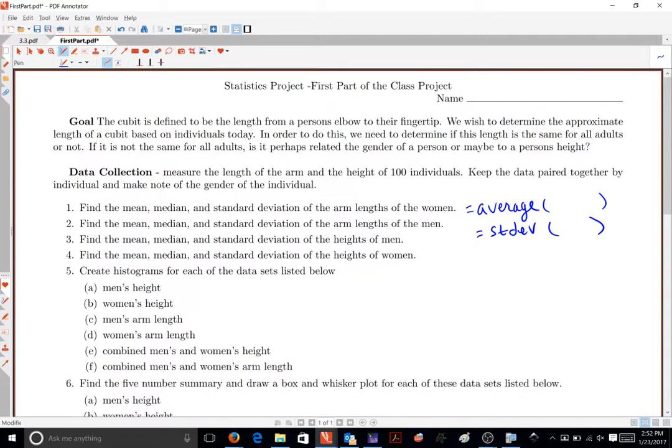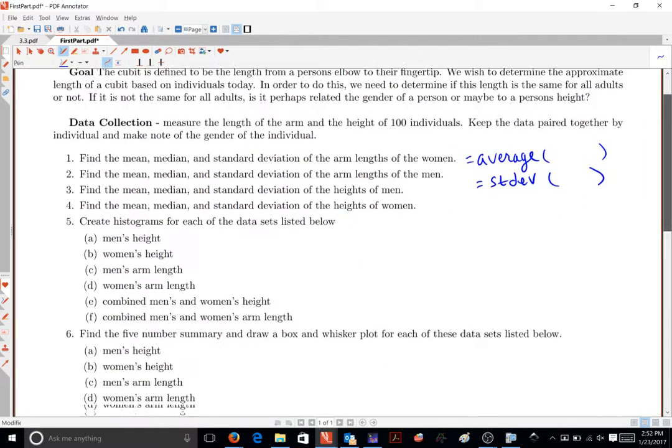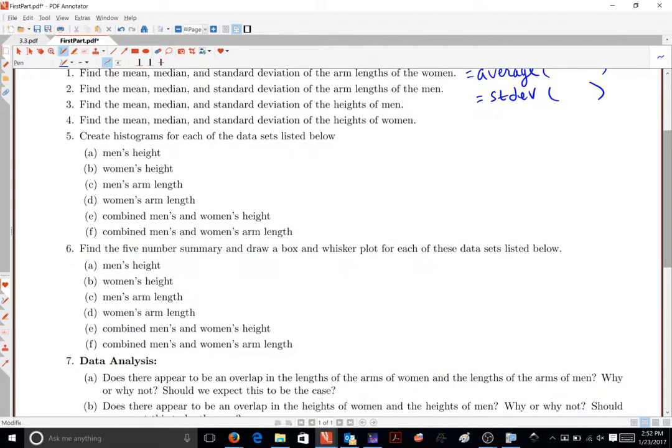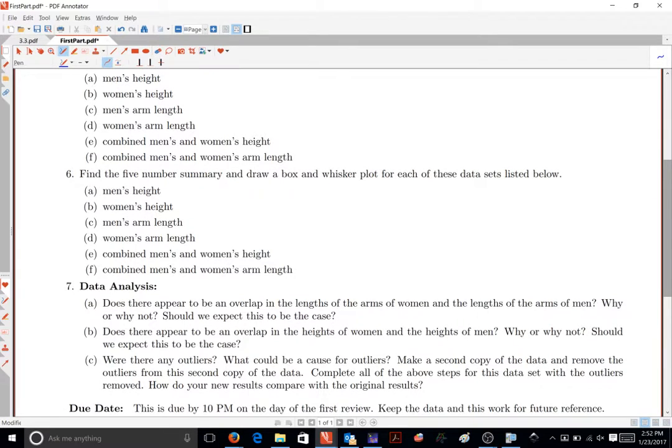We're going to do the same thing for the box and whisker plot. On these, you don't have to give me the 5-number summary, you just need to give me the box and whisker plot. So you're going to give me the 6 box and whisker plots. And then the last thing that you're going to do is analyze the data.